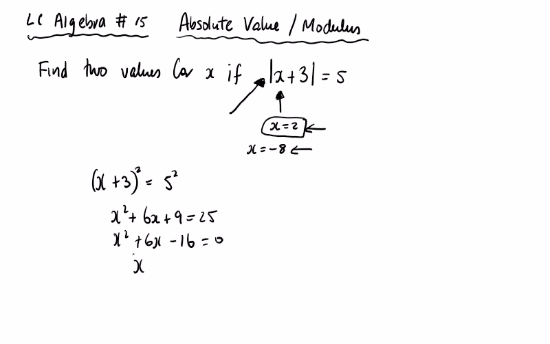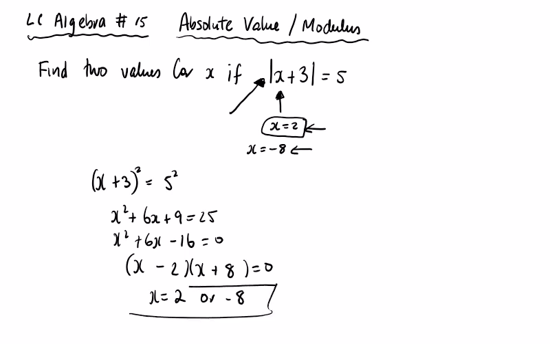So we're going to have x times x. 8 twos are 16 and 8 minus 2 is 6, but we want a plus 6, so plus 8 minus 2. So x is equal to 2 or minus 8, the two numbers that we got up above. So this is how we simplify modular equations. Now we'd be asked to graph them as well, but let's simplify a few more before graphing them.